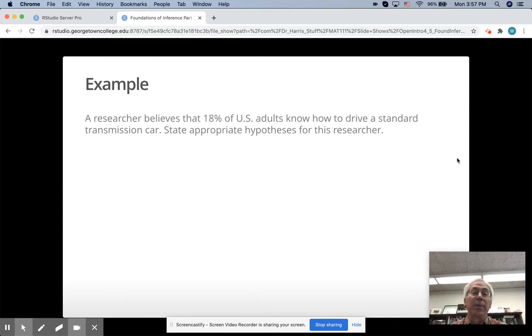So let's form a couple of hypotheses based on a claim. A researcher believes that 18% of US adults can drive a standard transmission automobile. What are the appropriate hypotheses for this researcher?